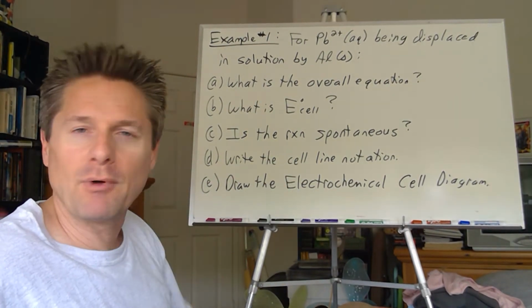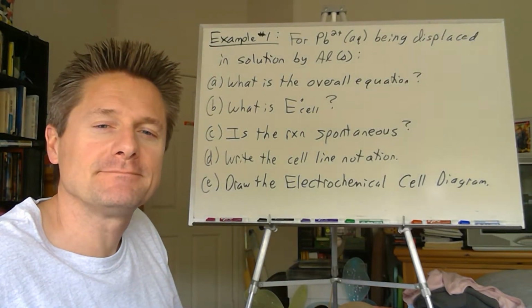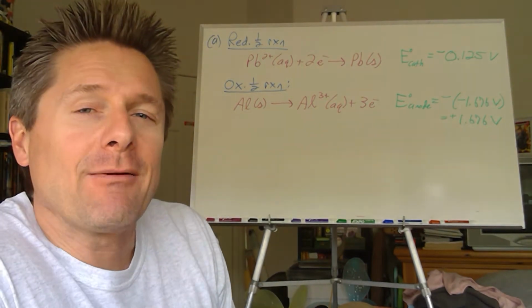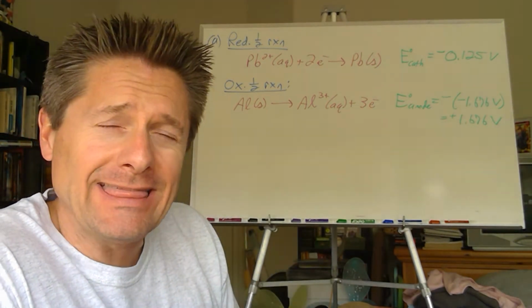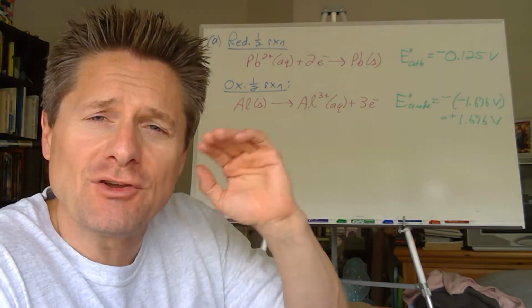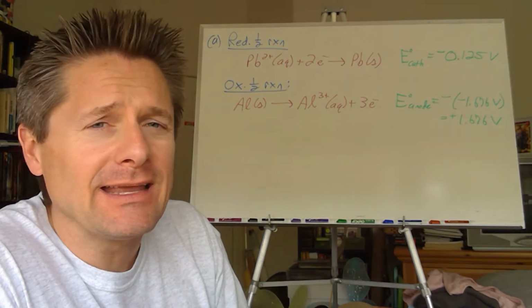And then D I'll do separately, and E I'll do separately. See if you can do this one. How are you doing so far for part A? We just want the overall equation. I think everything is easier when you can see the overall equation in the 2 half reactions. If you skip it, a lot of times you'll miss stuff on the test, I guarantee you.